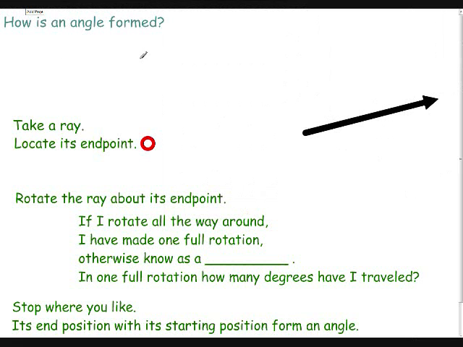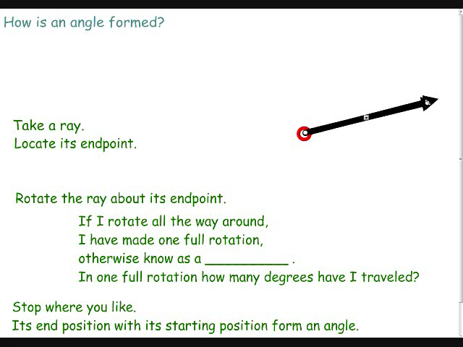Okay, how is an angle formed? Let's take a ray here. We've got one. Locate its endpoint. So the endpoint is the part that doesn't have an arrow on it. You can rotate this ray about its endpoint, and let's try doing that. So we can go, it looks like a clock. Can go all the way around, and we get all different angles this way.